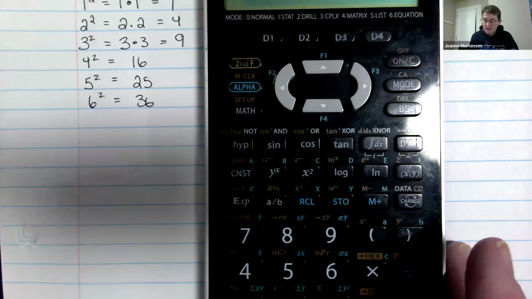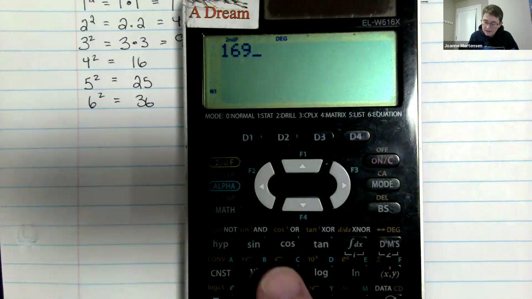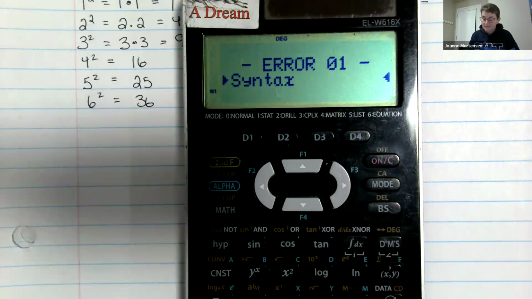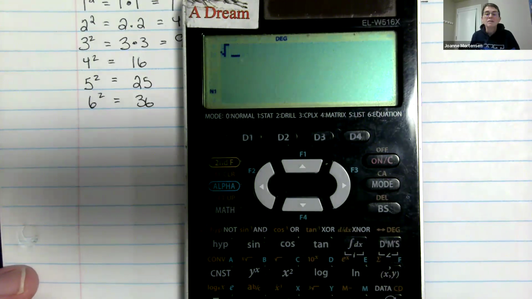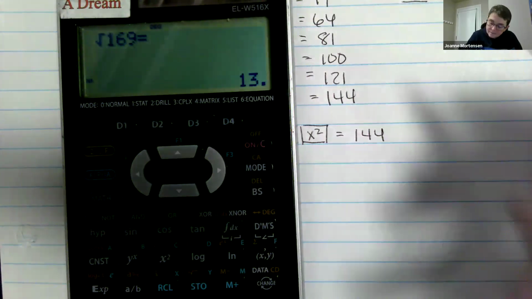Anyway, I'm going to try 169, and then I'm going to go second and hit that. Oh, yeah. I'm pretty sure I know what's going to happen. It's going to say error. Yes. Okay, so my calculator lets me put the square root button in first, and then 169. And it tells me the square root of 169 is 13.